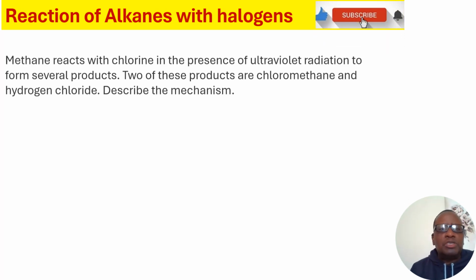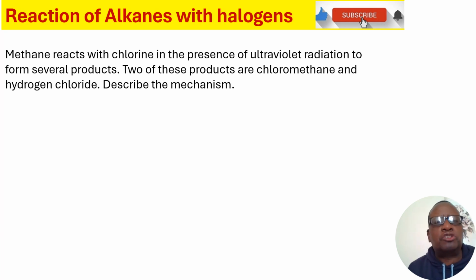Today we've decided to look at the reaction of alkanes with halogens. Some students have struggled with the question on the screen. Methane reacts with chlorine in the presence of ultraviolet light to produce several products. Two of these products are chloromethane and hydrogen chloride. Describe the mechanism. That's very, very important. They want the mechanism.